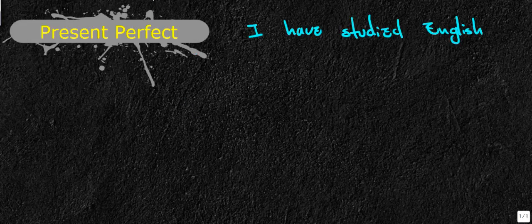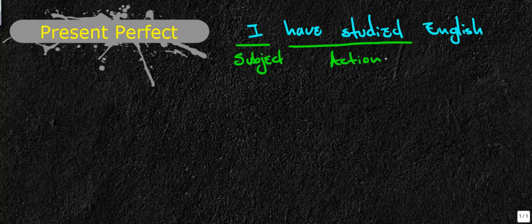If you remember from other videos, I explained that every sentence in English is usually divided into three parts. The first part of the sentence represents the subject. The second part of the sentence represents the action, or the verbs if you want to call it that. And the last part of the sentence represents the object.